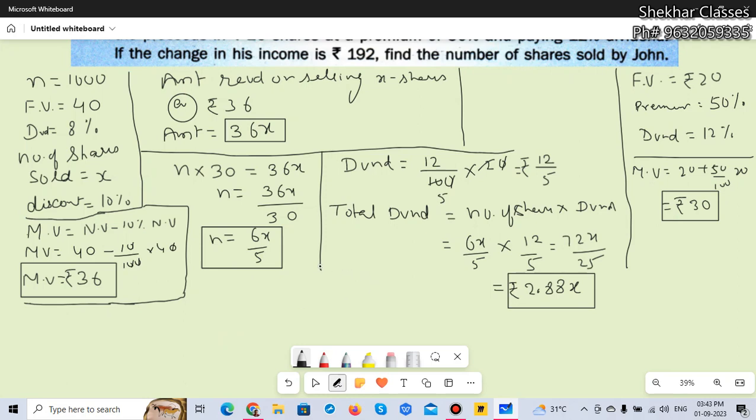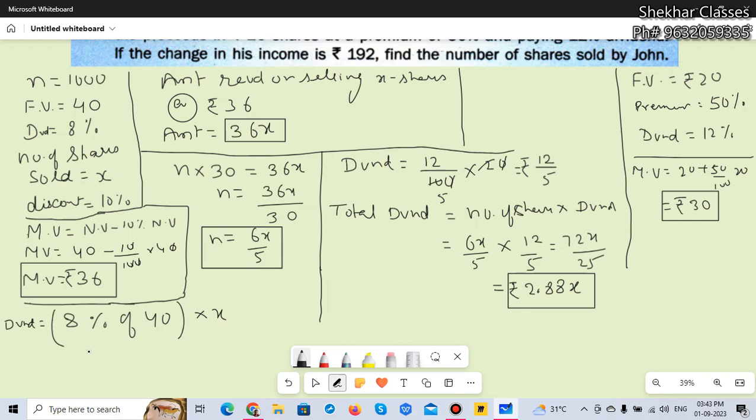The dividend received from the previous one is 8%. So here it would be 8% of the face value, which is 40, into the number of shares. We can say the dividend in the previous case is equal to 8% of 40, and how many shares does he have? x shares. So it was x.